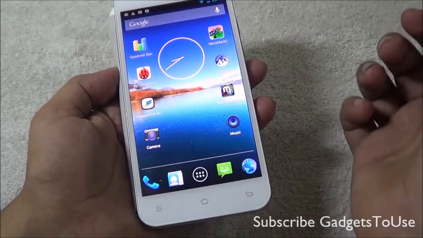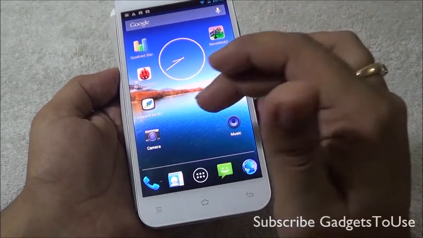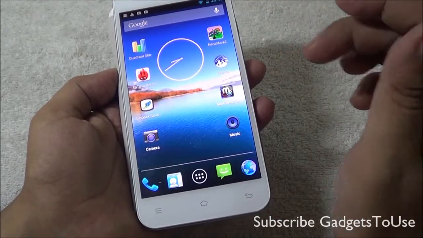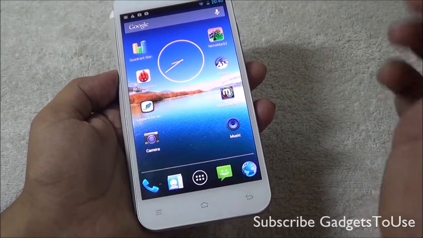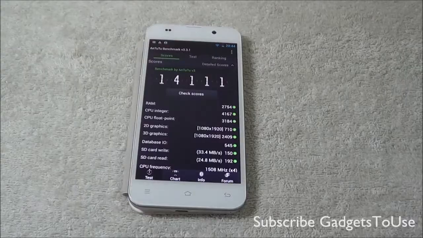We have installed the AnTuTu benchmark, NenaMark, Quadrant Standard, Linpack, multi-touch tester and Vellamo utility, and we are going to run them one by one.